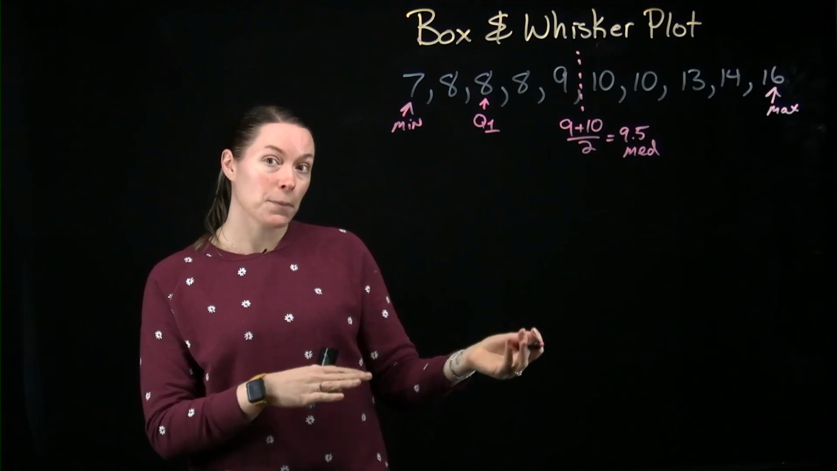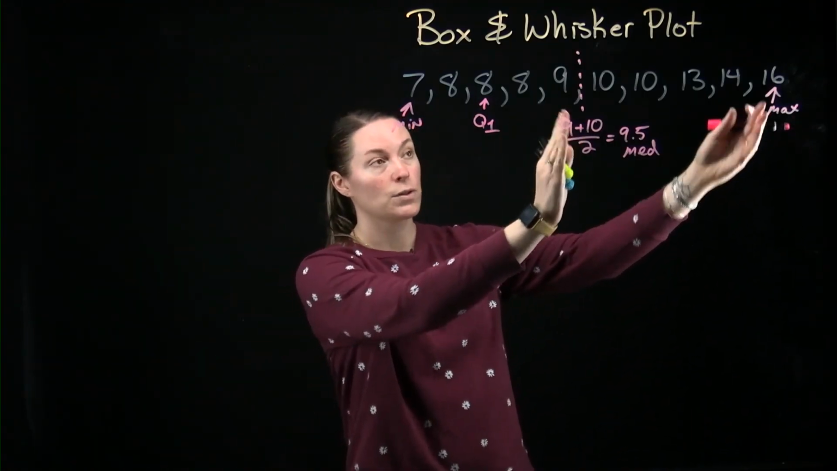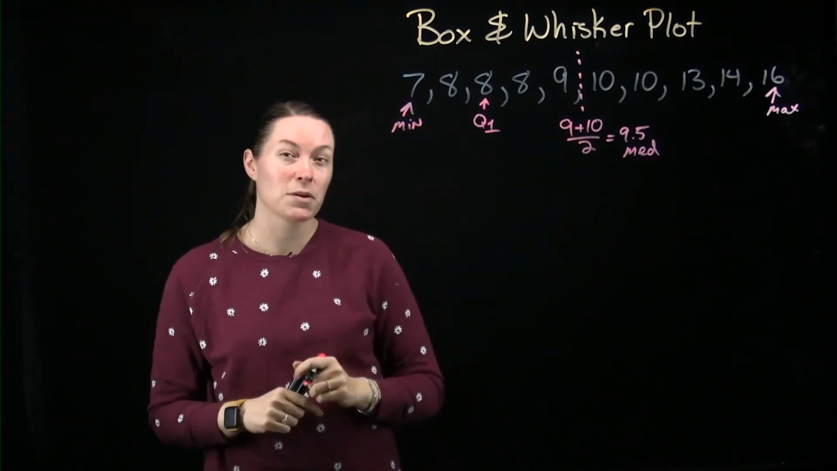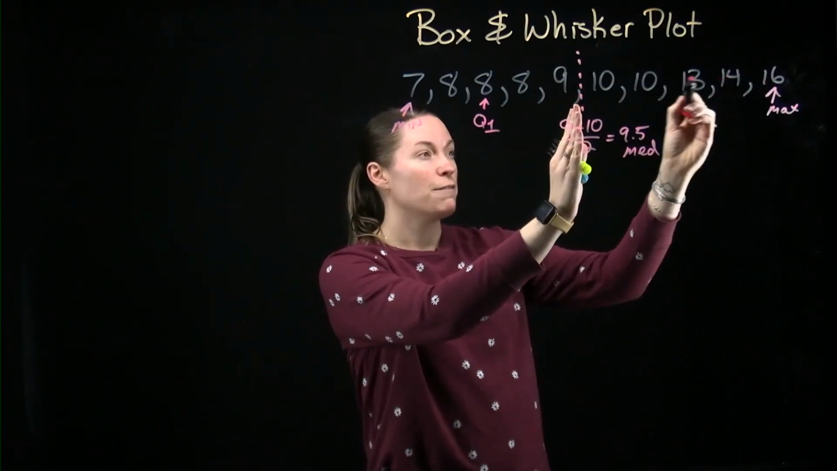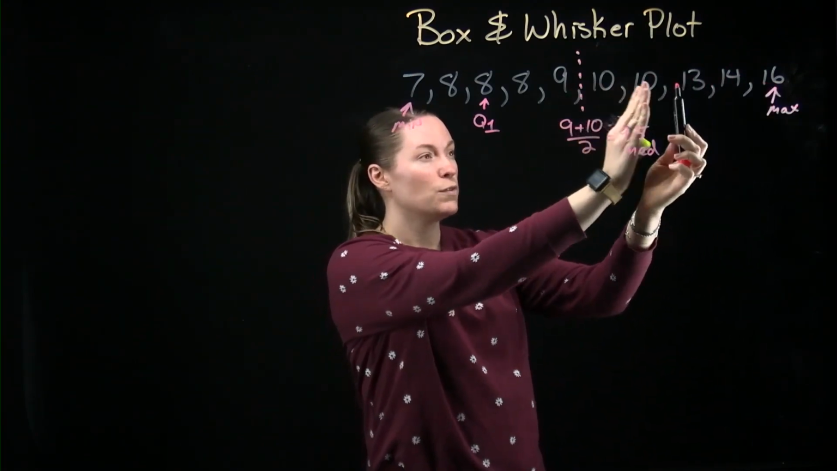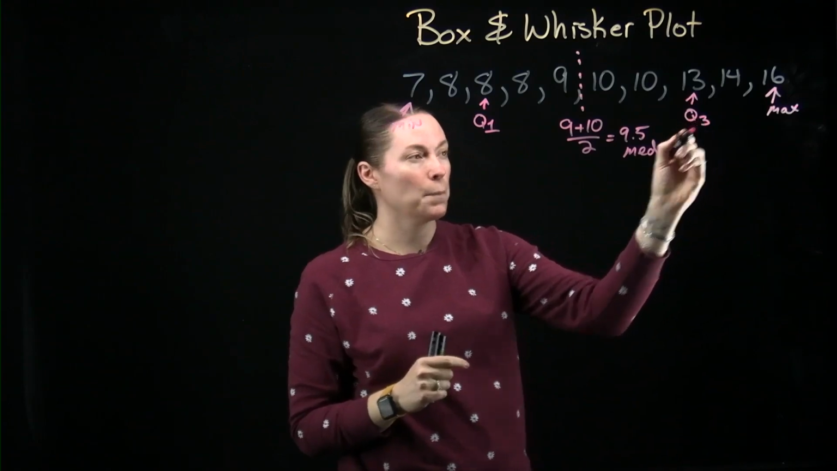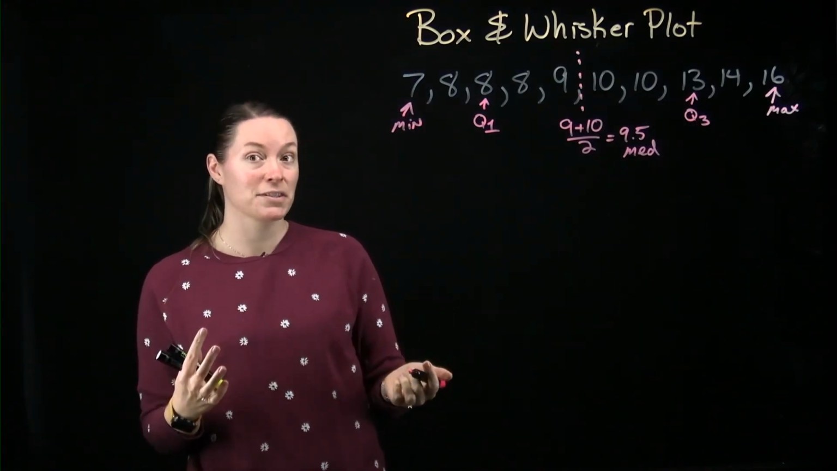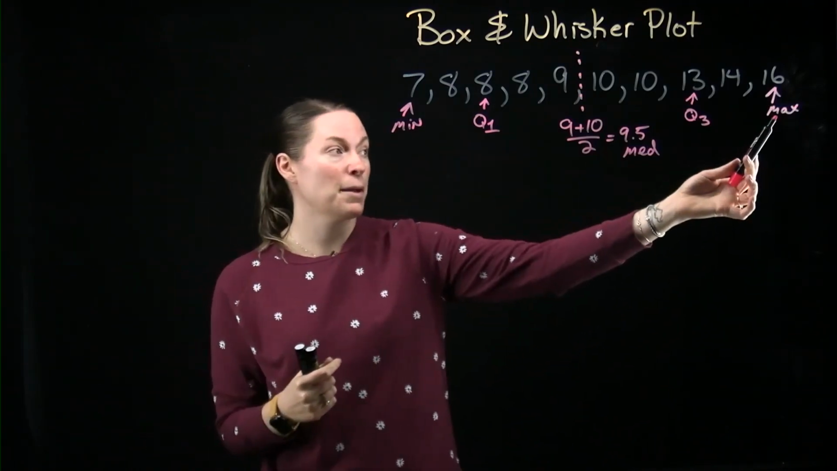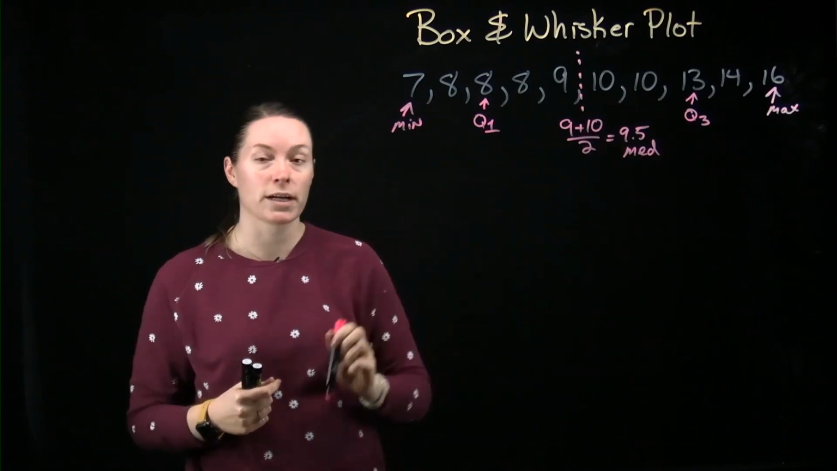Now I'm going to find my upper quartile. Upper quartile means that it's the upper half of our data, so the upper 50% of our data that I'm going to be using. In this case, I can do the exact same thing. There's only 5 data values on this side, so I'm just going to move into the center. So I end up with my upper quartile at the value of 13. Now I have my 5-number summary: my minimum, my maximum, the median, the lower quartile, and the upper quartile.